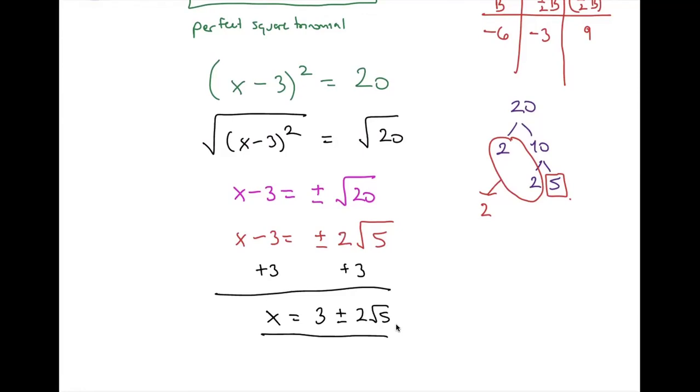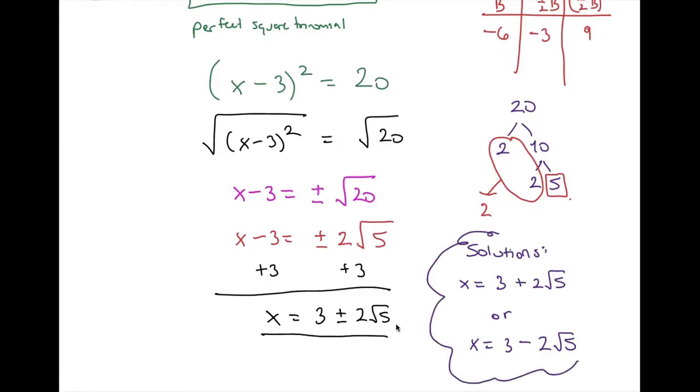And as always, I would like for you to write the solutions separately. So we write our solutions. Our first solution is going to be x equals 3 plus 2 square root of 5, or x equals 3 minus 2 square root of 5. Okay, so those would be my two solutions for this problem.